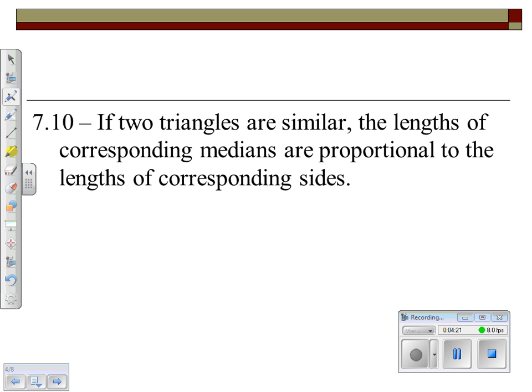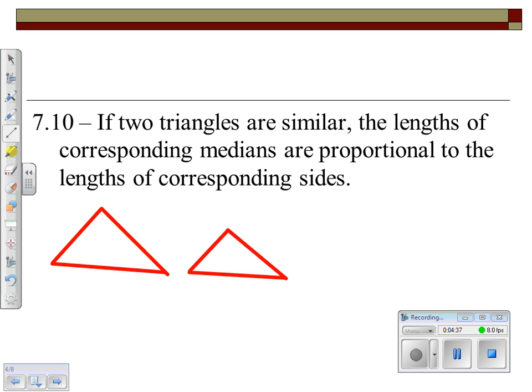This also works for medians. So as long as the triangle is similar, lengths of the corresponding medians are proportional to the lengths of the corresponding sides. So one more set of triangles. So we got ones like this time. A median, as the name implies, goes through the middle. So to be a median, it's got to do this. Go from a vertex and bisect a side. And since these triangles are similar, the parts of those sides don't have to be equal. They do have to be proportional though.